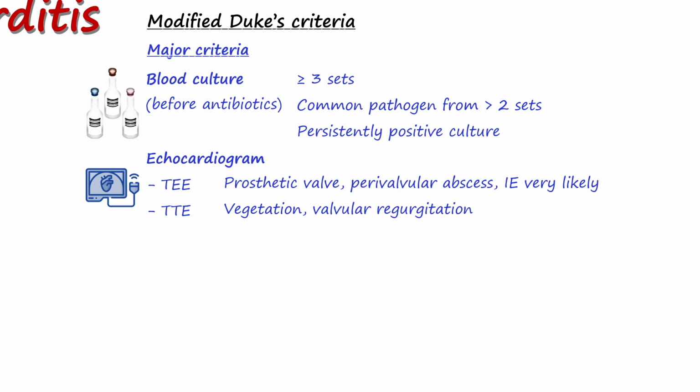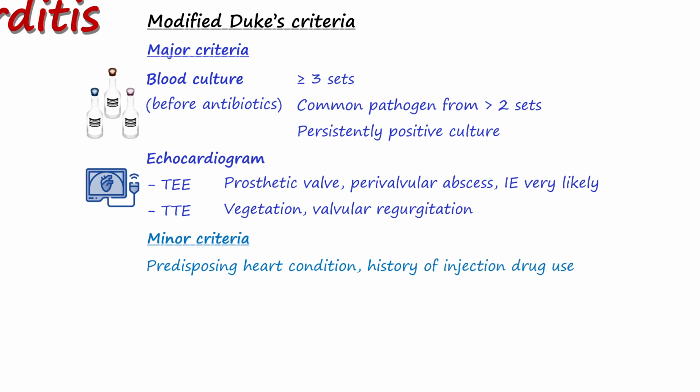In addition to the major clues, there are 5 smaller hints that can help to diagnose IE. Firstly, patients may have predisposing heart conditions or a history of injection drug use. Fever is another minor hint, triggered by the body's immune response to the presence of bacteremia.